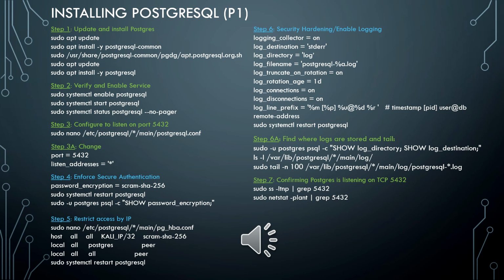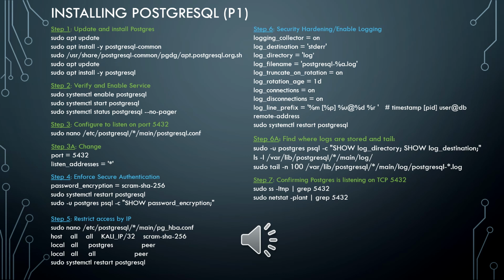For step two, I enable the service using systemctl commands, enable, start, or status check, to make sure PostgreSQL starts automatically when the server boots. Step 3 is dedicated to configuring network access. I configured PostgreSQL to listen on port 5432, which is PostgreSQL's default port.